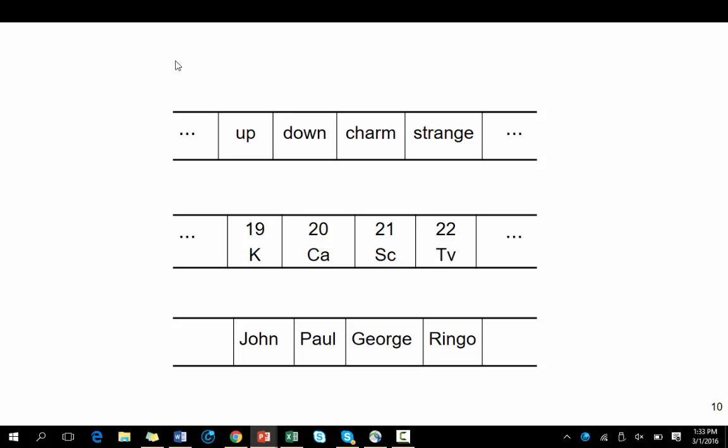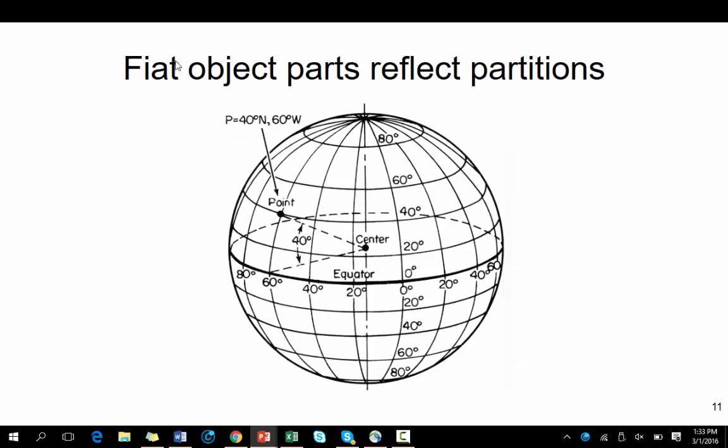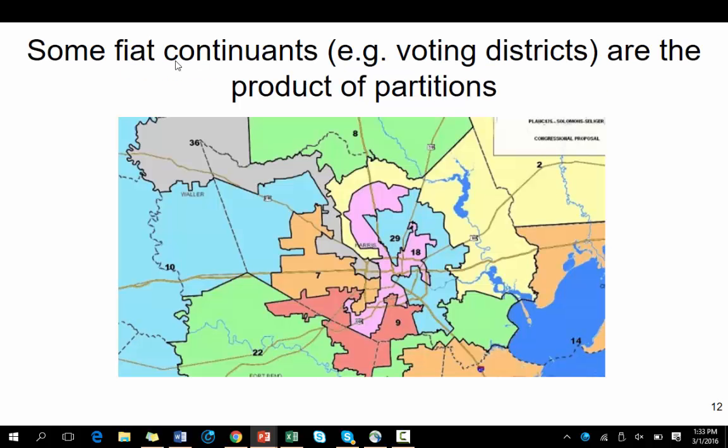And it works better if you talk about pop groups with singular names. I can't remember any. They are Rolling Stones. It wouldn't be grammatical, and I don't know the names of the Rolling Stones anyway. So there are many kinds of partitions, and the Fiat object parts. So, for instance, the slice of the planet which corresponds to the tropics, I guess that's down here, would be a Fiat object part of the planet.